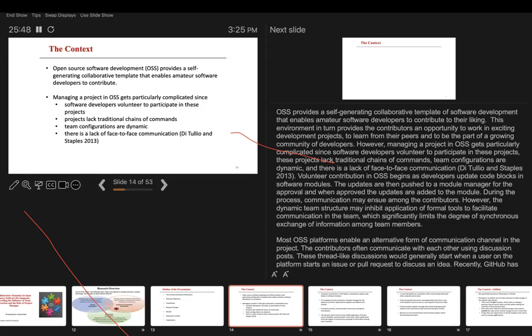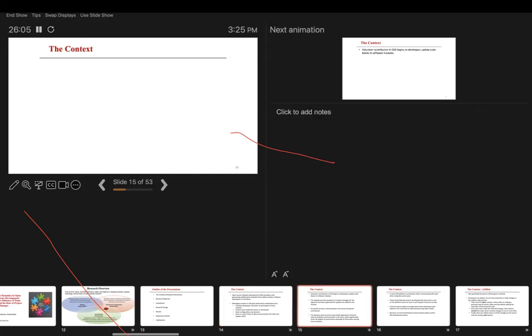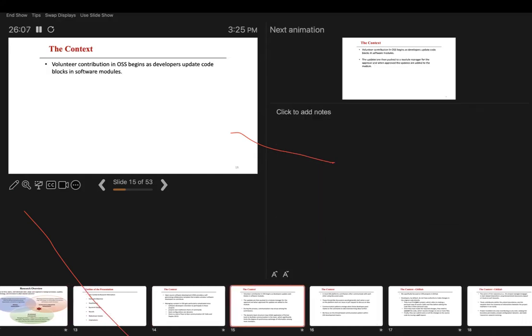Right? So there is voluntariness, and the traditional chains of command are not there. The configuration itself is dynamic because people might join and leave whenever they want. There's no restriction on when they can leave that project. And there's no face-to-face communication between people. So there is that challenge specifically for project managers, and in general, for projects to be successful, we need to know that.